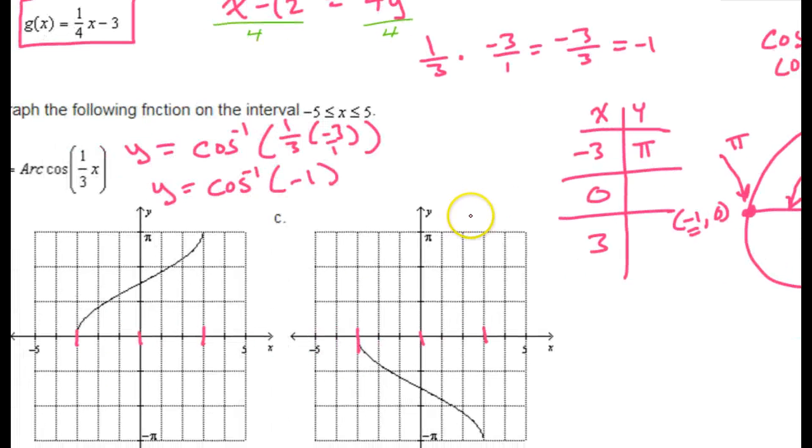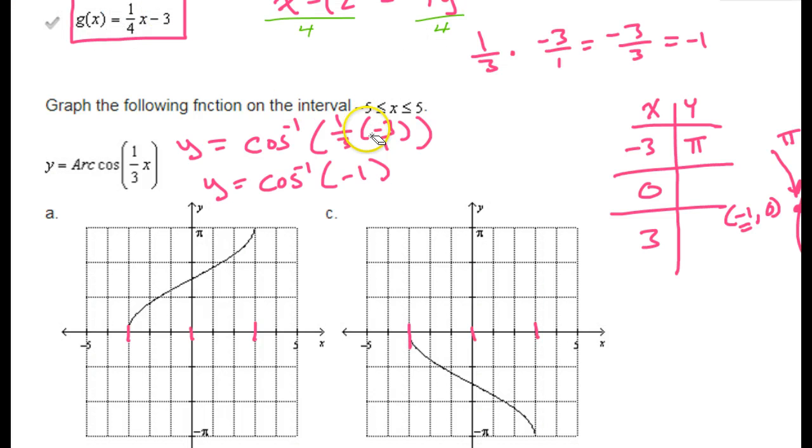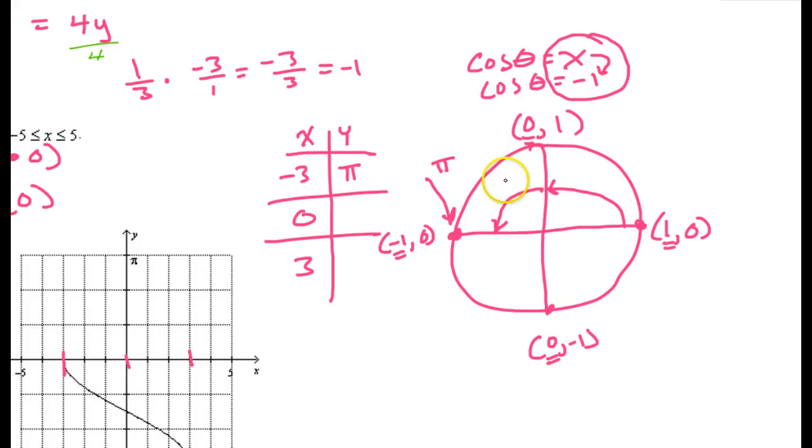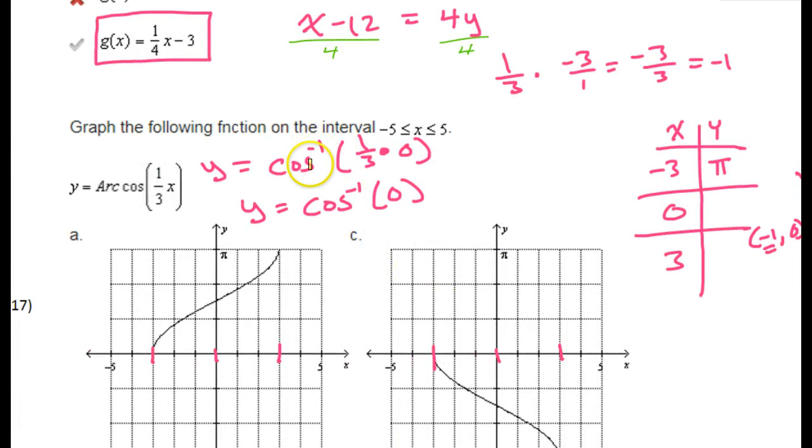Okay, now what happens if we plug in 0 instead? This is going to be 1/3 times 0. Obviously that's just going to be 0, so y equals the inverse cosine of 0. Again, an inverse trig function is an angle. It's the angle whose cosine is 0. So what angle has a cosine of 0? We're still looking at the x values. Can you see that there are actually two angles where the x value is 0? It could be pi over 2, or it could be 3 pi over 2. Well, you're not allowed to have two answers, so that's why they have some restrictions on the inverse cosine function.